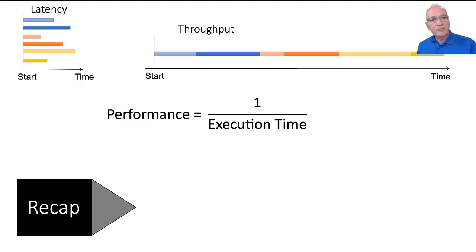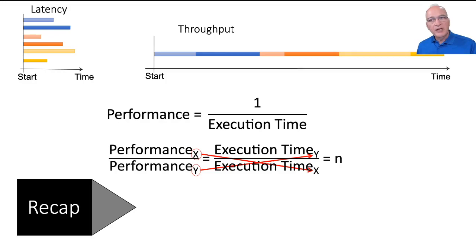We have learned that performance is the inverse of the execution time, and that if I divide the performance of X by the performance of Y, this is equivalent to dividing the execution time of Y by the execution time of X.